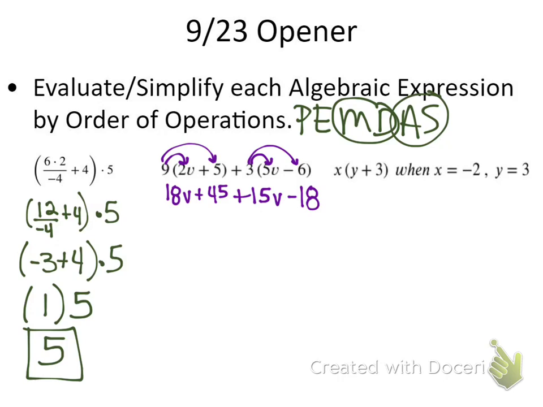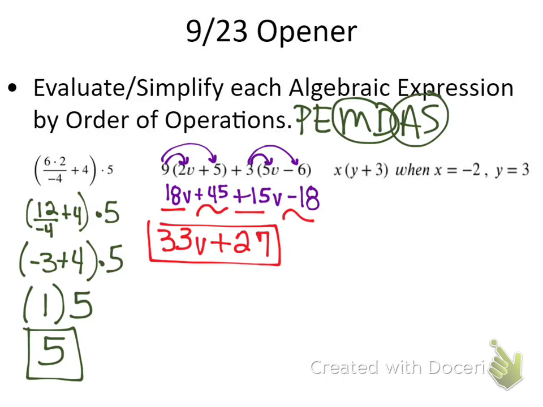18b. Okay, so 18b plus 15b equals 33b. Yeah, 18 plus 15, 30 plus 3. Right? Okay, so then what's 45 minus 18? 27. Positive? Yep. Can I simplify that any further? Nope. So there's my final answer.